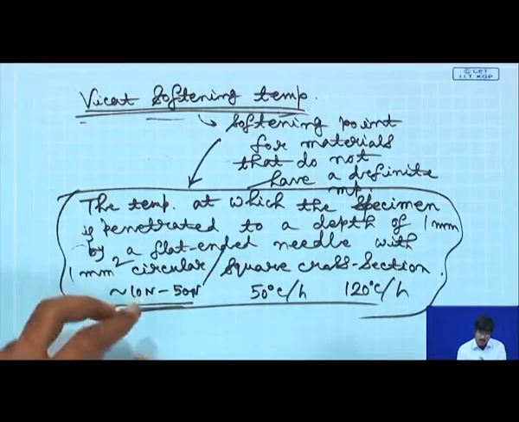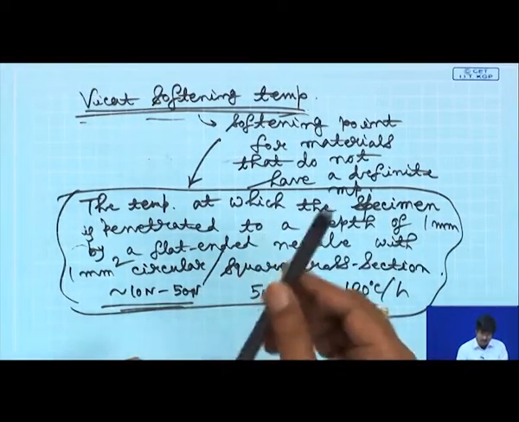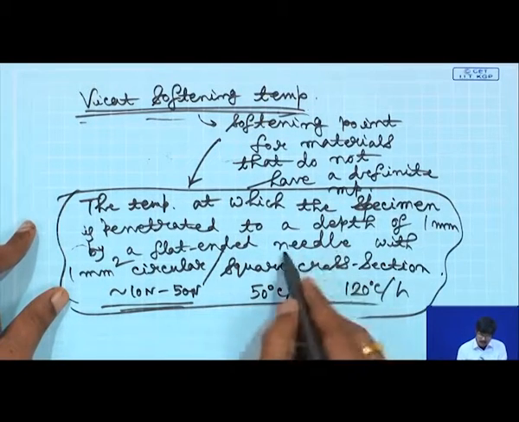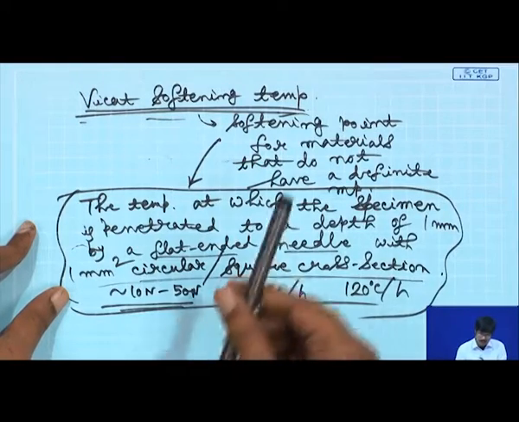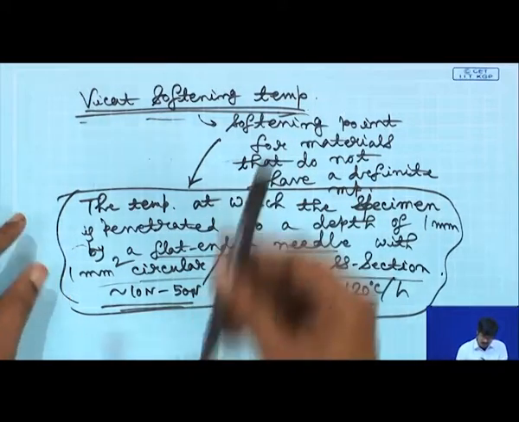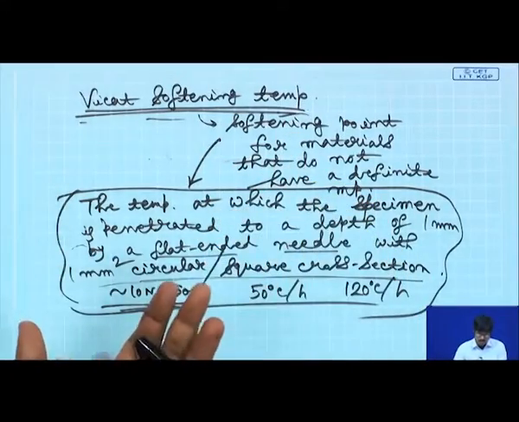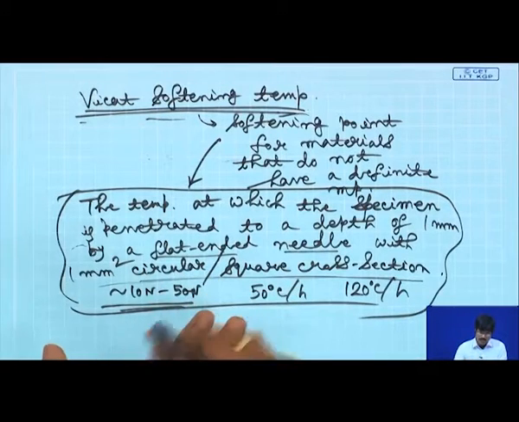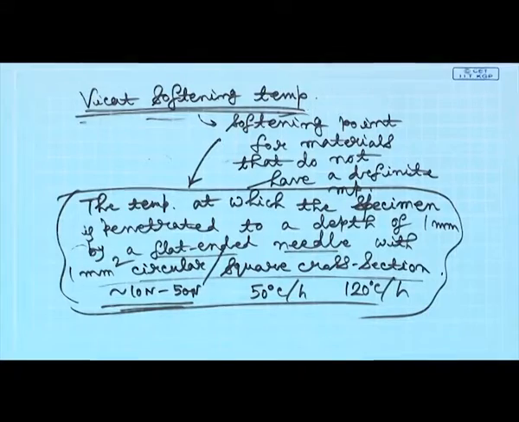So, what you do is that you put a flat ended needle on the top of the material, and the end of this needle has a specific defined cross section, and then you are putting a load on the material at the end of the needle. So, it's on the surface of the material, and when you increase the temperature, the material will become softer and softer. So, the temperature at which the material is penetrated to a depth of 1 millimeter, that is the temperature which you signify as the softening temperature.